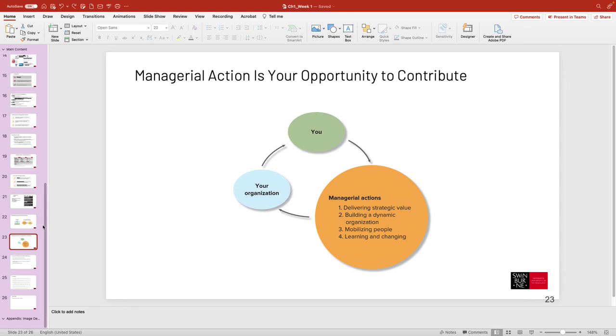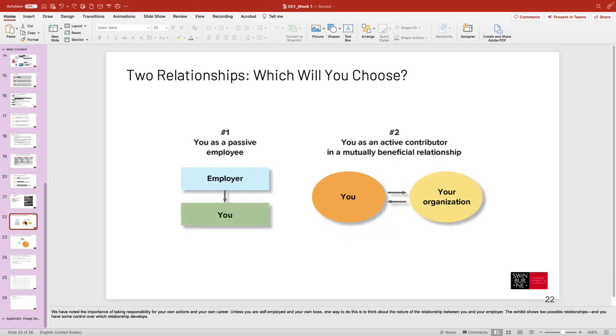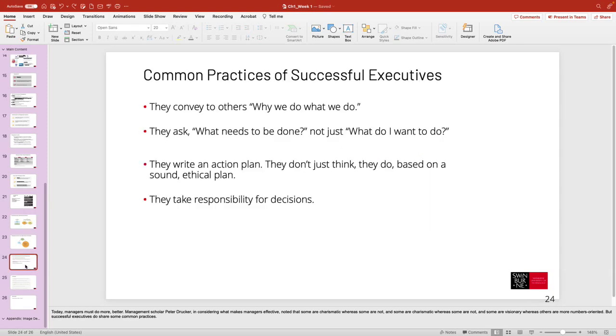So try to see as an active contributor what we can do, how you can position yourself for your own advantage as well as your organizational advantage, how you can make decisions, how you can come up with creative ideas and mobilizing people, taking some opportunities to create your own self-managed team to execute your ideas as well. So that way you can contribute to your organizational strategic value.